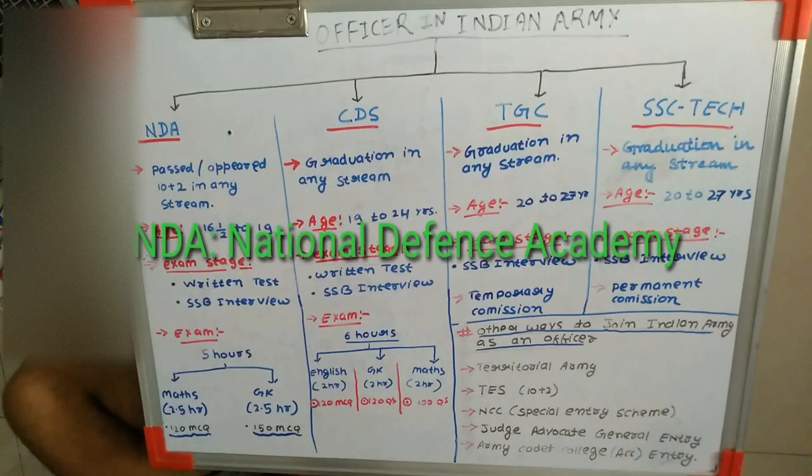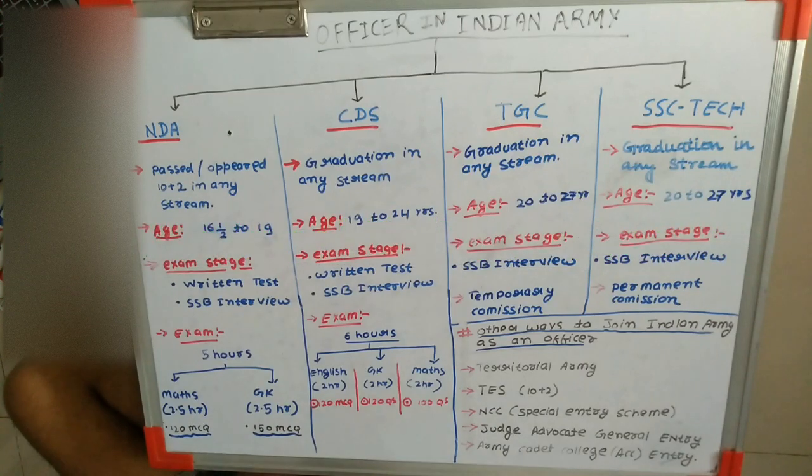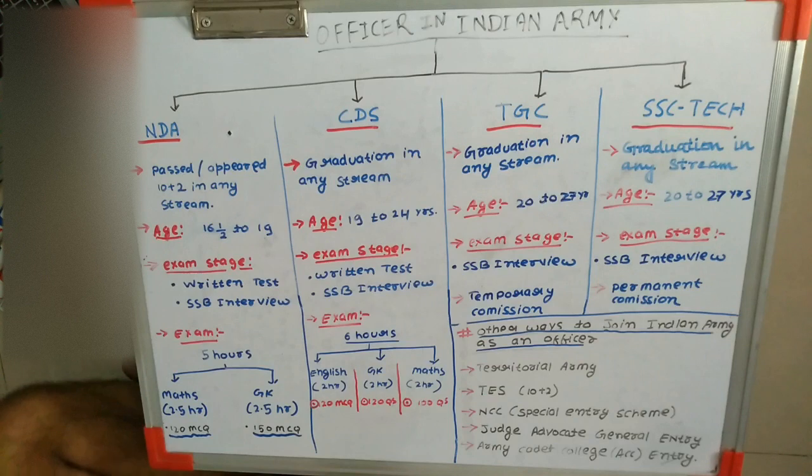In order to write the examination for the NDA, the candidate must have passed or must be appearing in his 10+2 examination, and it is irrespective of any branch or any stream. So what are the different streams? It might be arts, commerce, PCM or bio stream. Irrespective of any stream that you are appearing in, you can give the NDA examination. Now what are the age limits? The age limit varies from 16.5 years to 19 years.